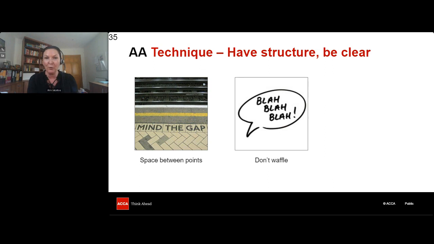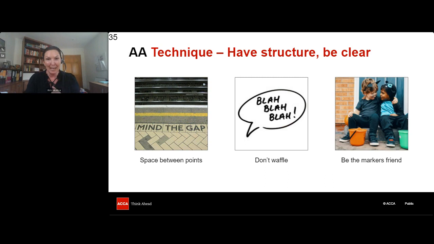Don't waffle as well. I've had this quite a lot with students, and I've said, it's great that you know all of this information, but it's not answering the question. Only put in what you actually need. You don't need to introduce your answer. You just need to give the answer. That's all the marker wants.